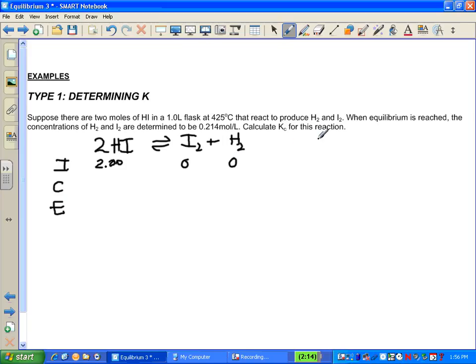Now it's important to think of the initial concentrations as being the concentrations in the empty flask before any reaction has taken place. Let's look at what else we're given here. In this problem, it tells us that the equilibrium concentrations of H2 and I2 are both 0.214. Therefore, in the equilibrium row, under the I2 and the H2, we can record 0.214.